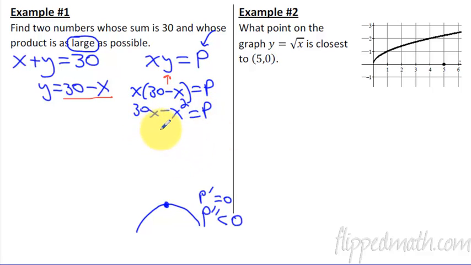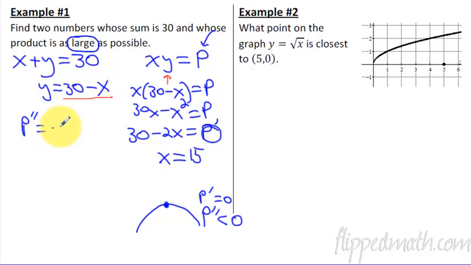All right, now let's go ahead and take the derivative of that. So that's 30 minus 2x equals P prime. So I want to figure out, when does the derivative equal 0? So let's say that this thing equals 0. I'd subtract 30, divide by -2, and I get x equals 15. And then let's double check. What's the second derivative? Here's the first derivative, so the second derivative is going to equal -2. So it's concave down. The first derivative equals 0, so this is a maximum. So if x equals 15, y is also 15. There are my two numbers right there.